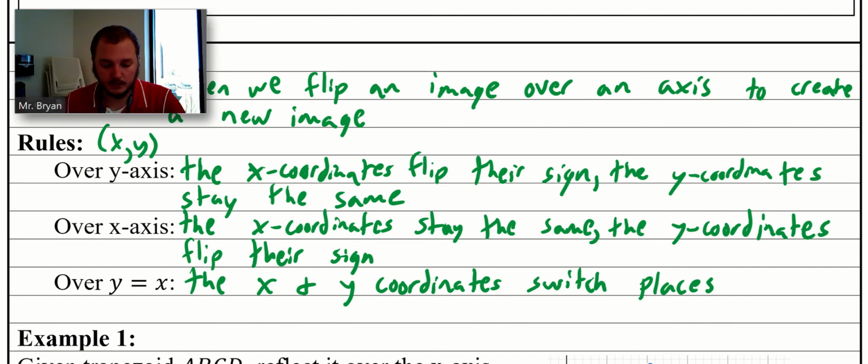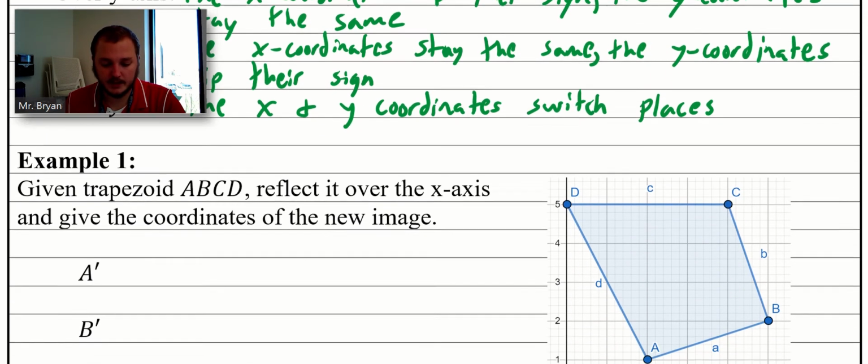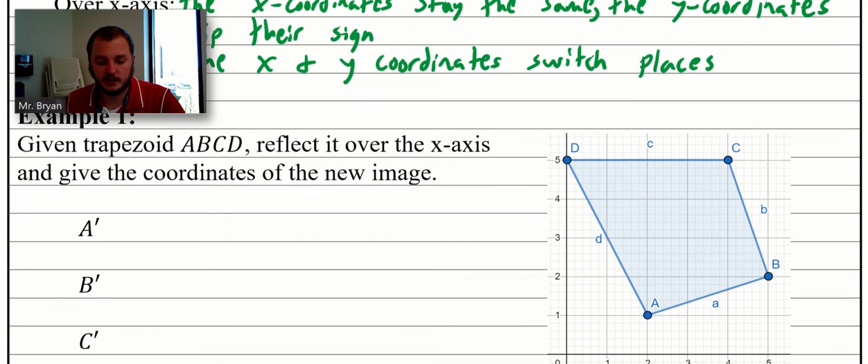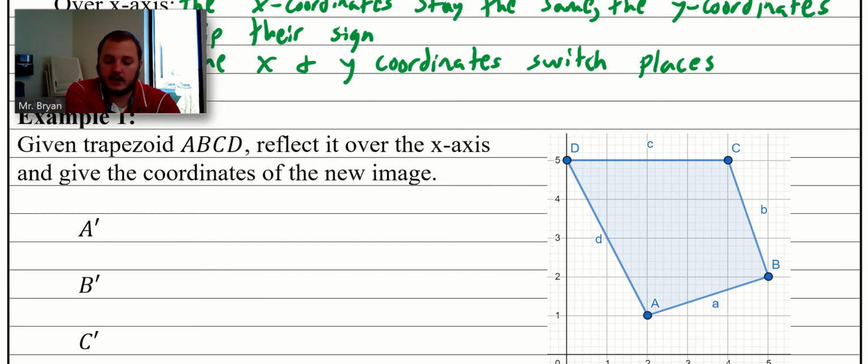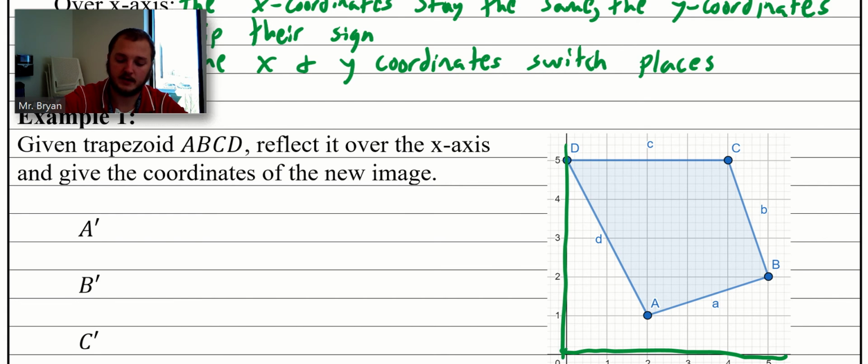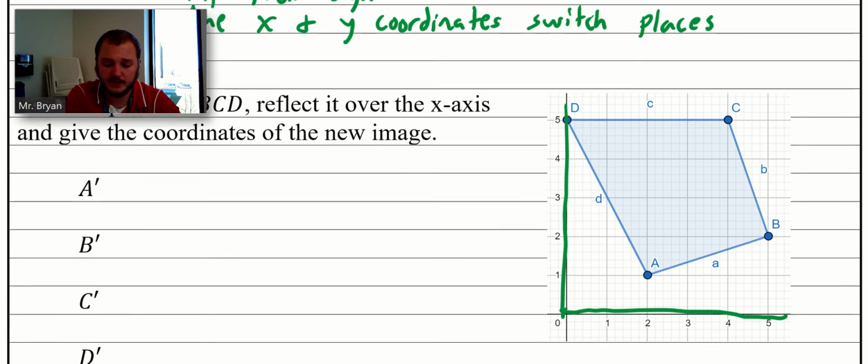All right, so using that, looking at an example here, let's say I was given this trapezoid ABCD. I want to reflect it over the x-axis, and then I'll give the coordinates of the new image. For this first one here, I do want you to pause your video and sketch this. You just need to draw the x-axis and the y-axis, so just a little 5 by 5, and then just draw in roughly where those points are at. And then we'll label them together and then say where they're going to end up. Okay, but I do want you to do that first. So pause your video and do that.